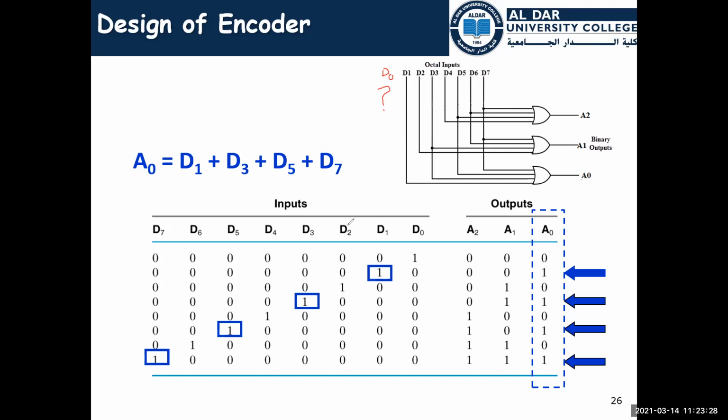Because they are all zeros. They don't need D0. Because at this place they are all zeros, so there is no need for this D0.